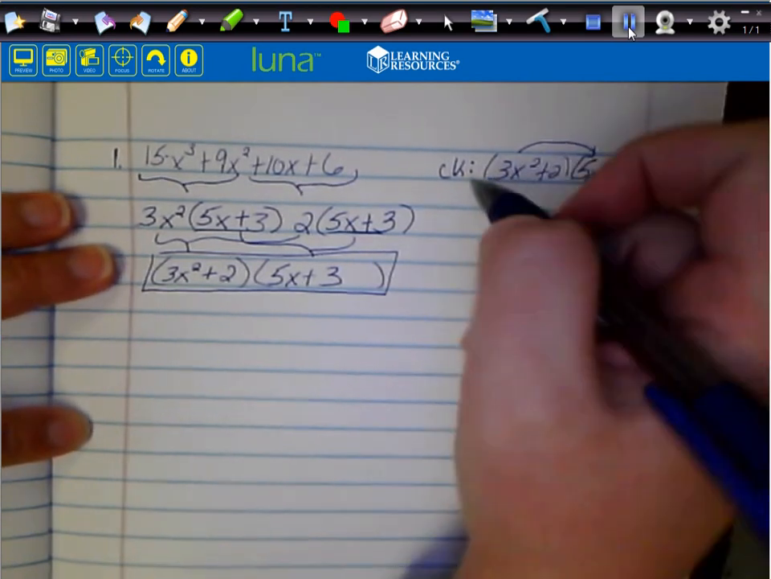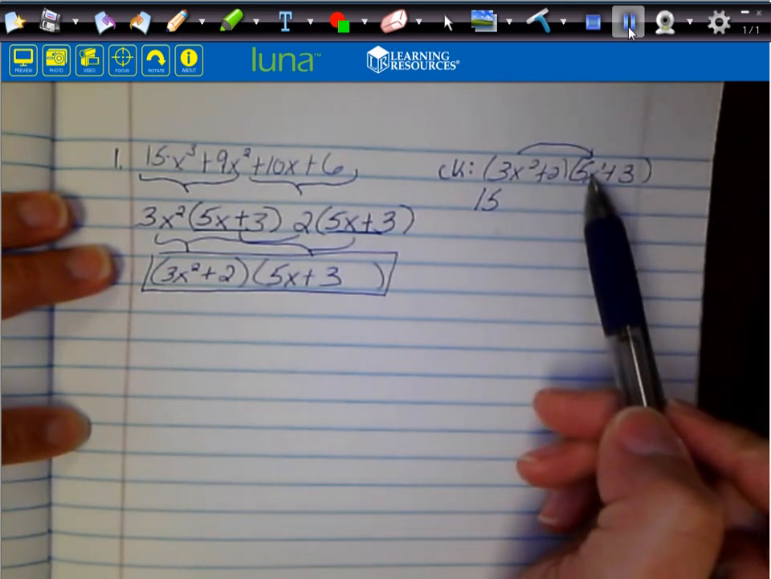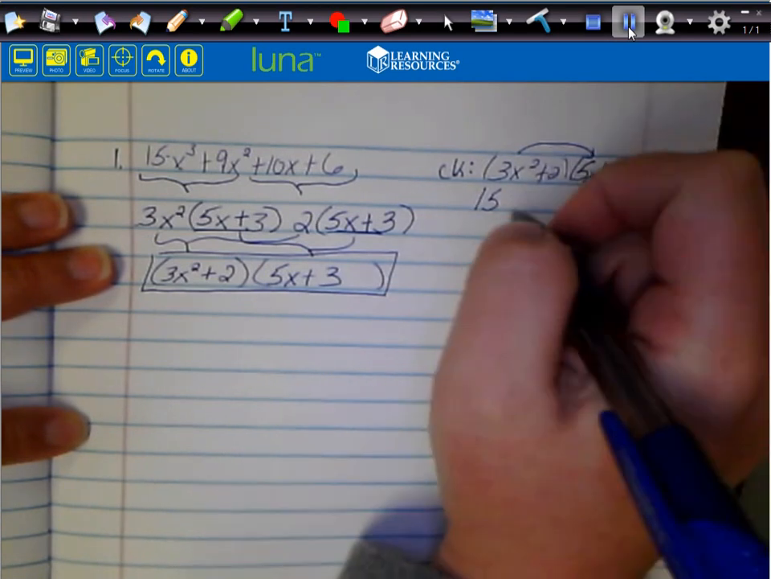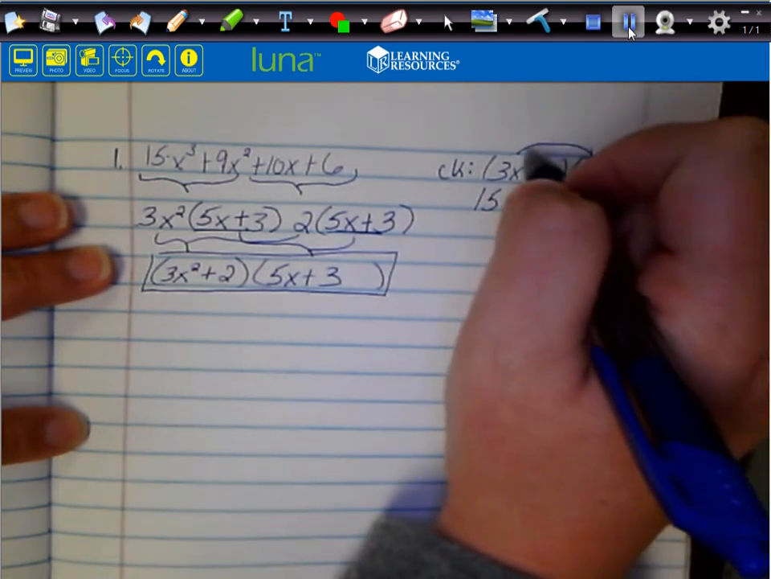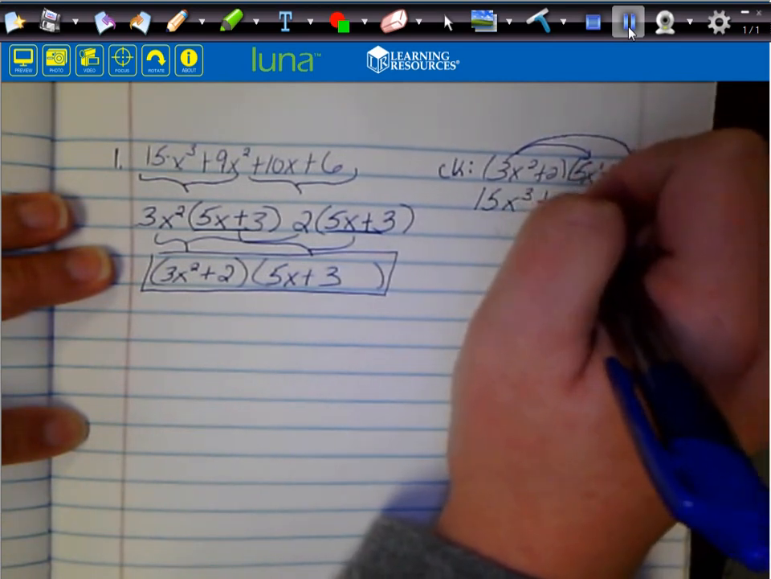I'm going to say 3 times 5 is 15. And again, I'm going to add the exponents because our exponent property says that if we have the same base and we're multiplying, we add. So 2 and 1 is 3. I'm going to go here. 3x squared times 3 is 9x squared.